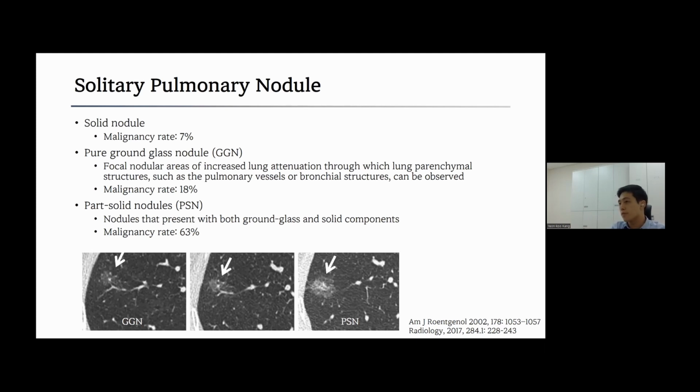FDG-PET-CT can be applied for the evaluation of solitary pulmonary nodule before the confirmation of malignancy. Nodules can be classified into 3 categories based on gross CT findings: solid nodule, pure ground glass nodule (GGN), and partially solid nodule (PSN). Among them, partially solid lesions have the highest reported malignancy rate of 63%, which warrants more aggressive evaluation.